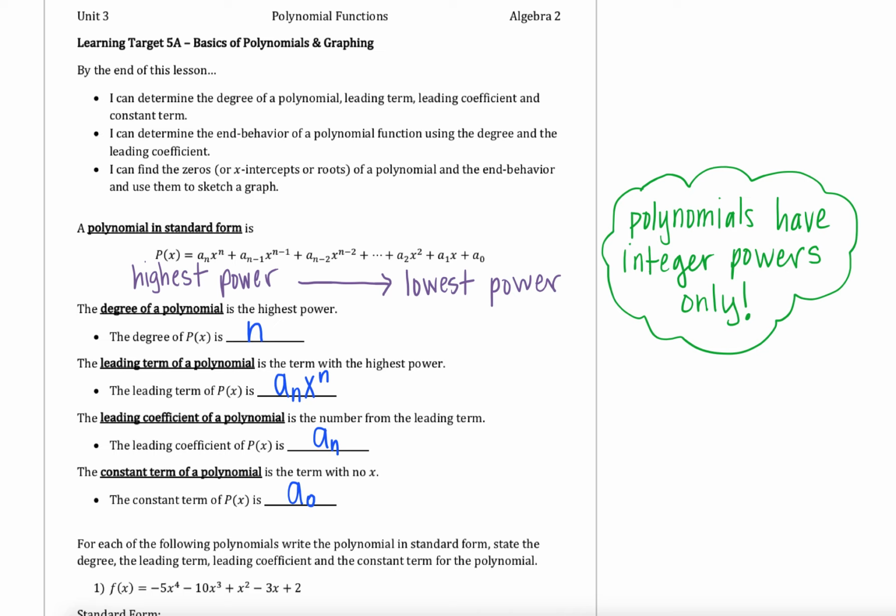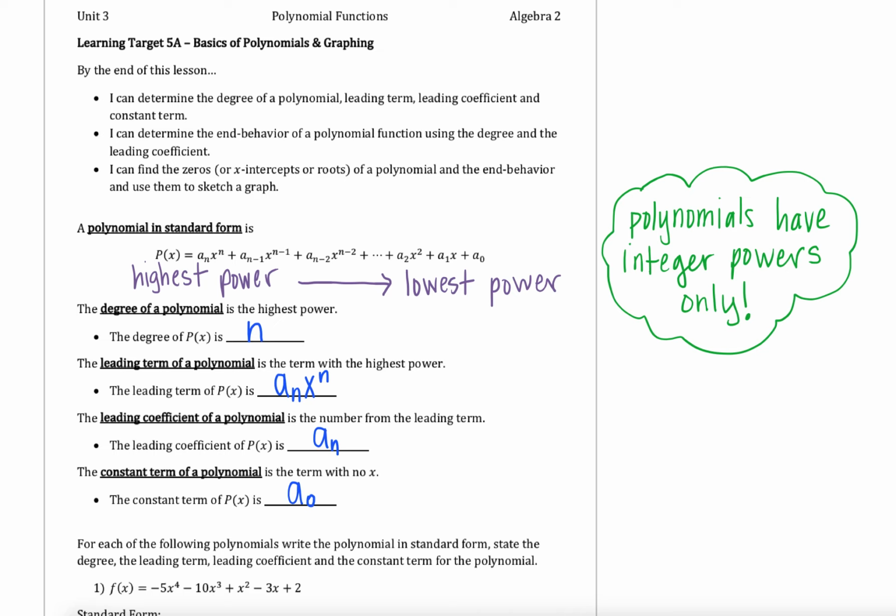We will also be able to determine what the end behavior of a polynomial is using the degree and the leading coefficient, as well as find the zeros, which are also our x-intercepts, or roots of a polynomial, and the end behavior, and then use those pieces of information to help us sketch a graph. So let's talk about what a polynomial is.